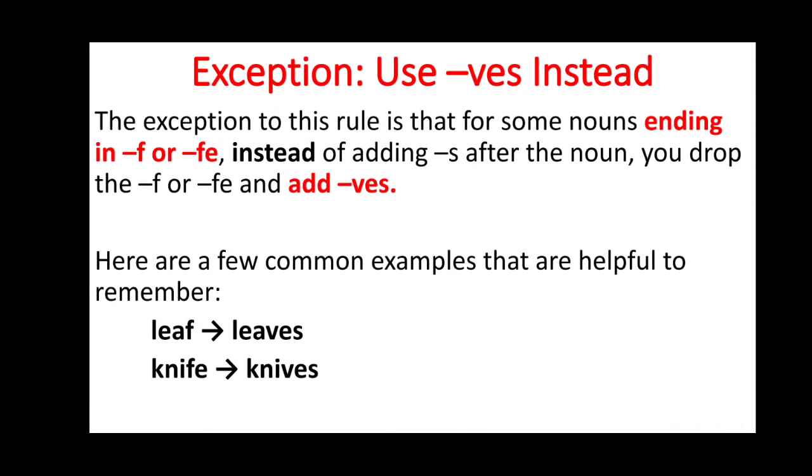Exception. Use ves instead. The exception to this rule is that for some nouns ending in f or fe, instead of adding s after the noun, you drop the f or fe and add ves. Here are a few common examples that are helpful to remember: leaf, leaves, knife, knives.